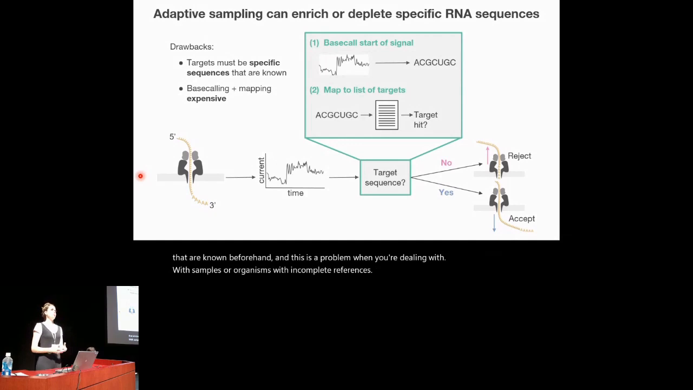The other issue is base calling and mapping are expensive computations. And this is a problem because it's really important to be making decisions as quickly as possible for adaptive sampling to be beneficial.